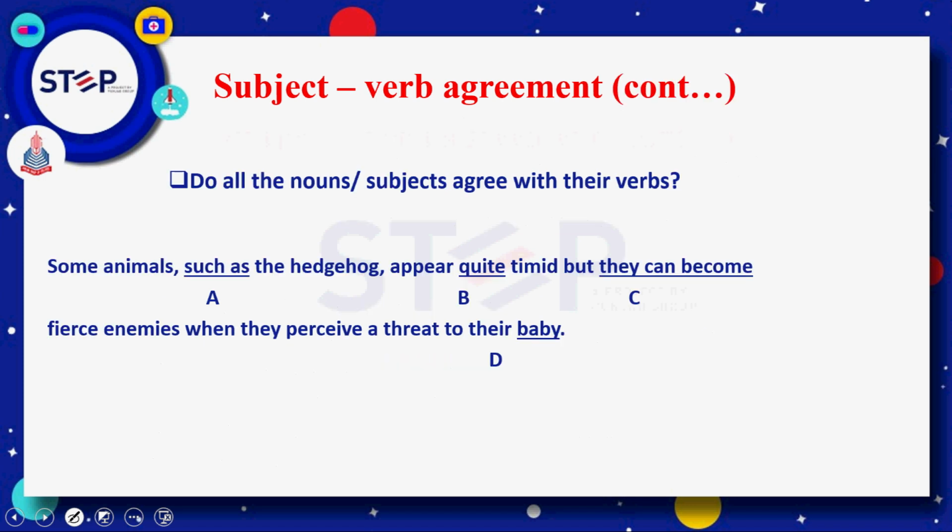Next, subject verb agreement. Do all the noun subjects agree with their verbs? Some animals, such as the hedgehog, appear quite timid, but they can become fierce enemies when they perceive a threat to their babies. So there cannot be one baby of a lot of animals. Every animal has its own baby. So over here, this baby is wrong. It should be babies.